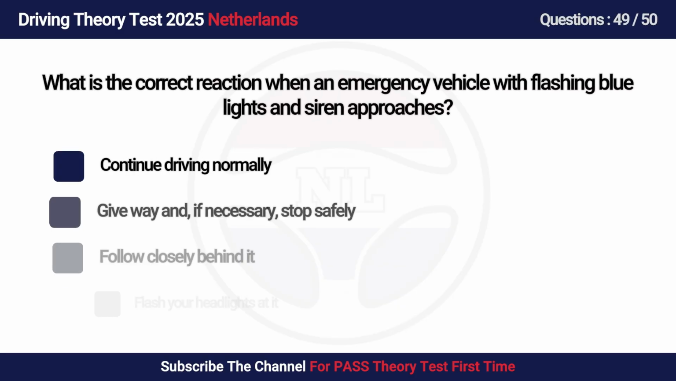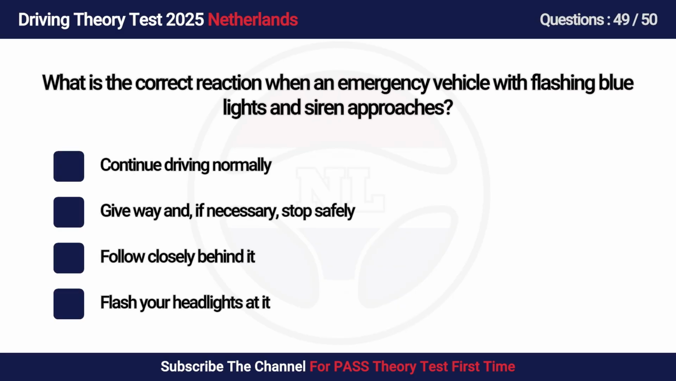Question 49. What is the correct reaction when an emergency vehicle with flashing blue lights and siren approaches? A. Continue driving normally. B. Give way and if necessary stop safely. C. Follow closely behind it. D. Flash your headlights at it.